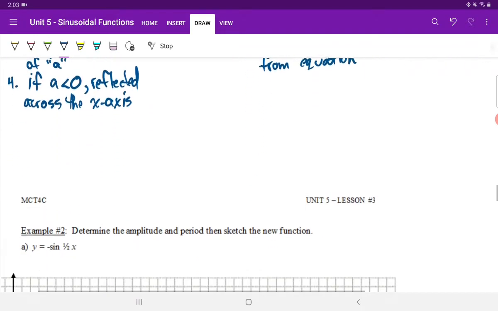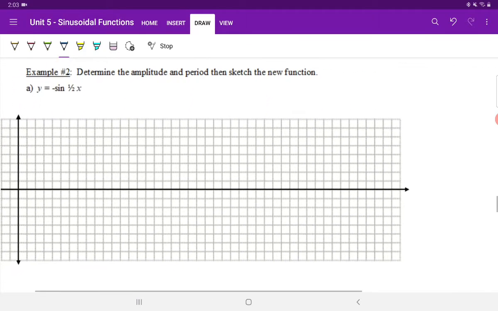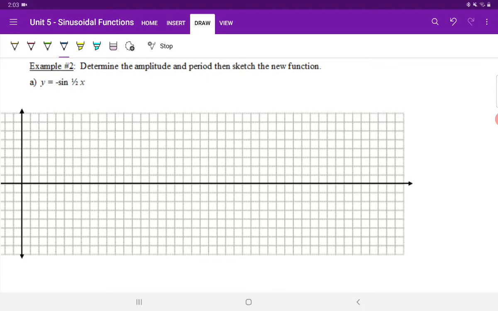Okay, let's try two examples. And I'm going to show you how to graph each one of these. So first off, it says determine the amplitude and period, then sketch the new function. So let's find the period. What's our k value?